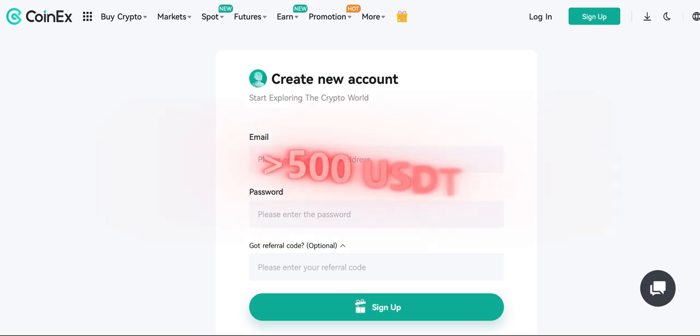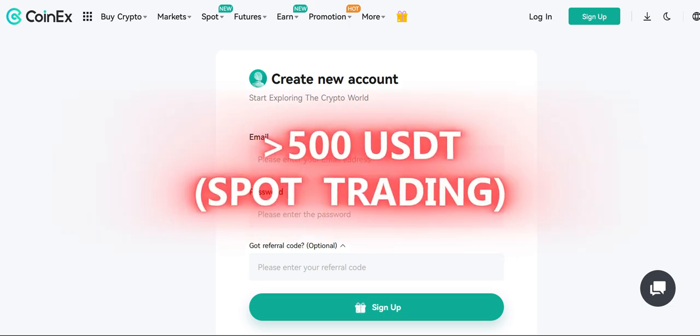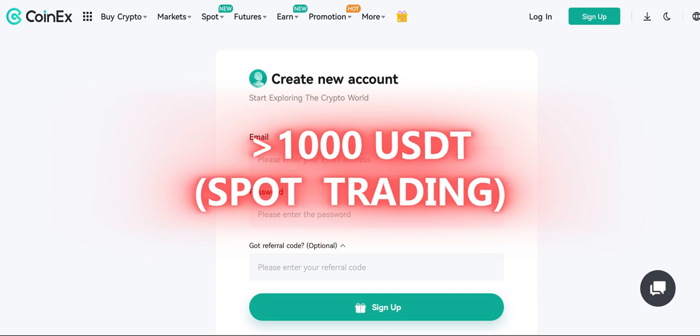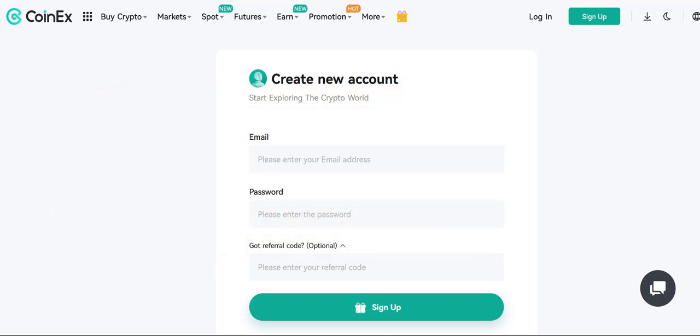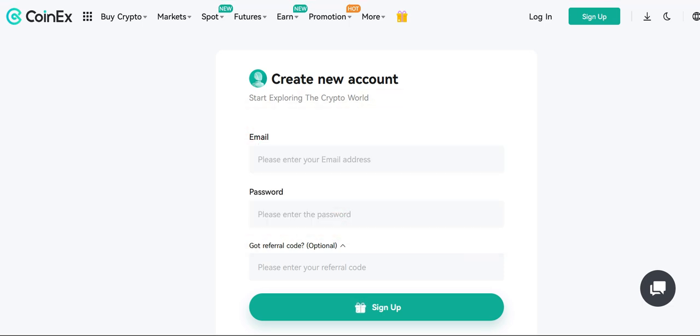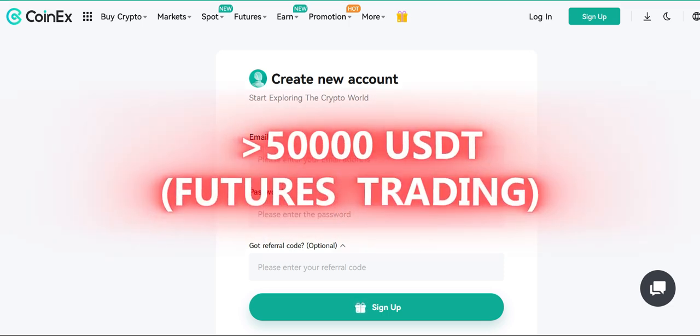If you trade over 500 USDT in terms of volume, then you will get 15 CET, which is the native token of CoinEx. I'll be talking a bit about that once we get into it. If you trade over 1000 USDT, you'll get 40 CET. And if you trade over 5000 USDT, you will get 100 CET. And this is for spot trading tasks. And in terms of futures trading, if you generate more than 20,000 USDT of volume, then you'll get 100 CET. And if you trade over 50,000, then you'll get 200 CET.